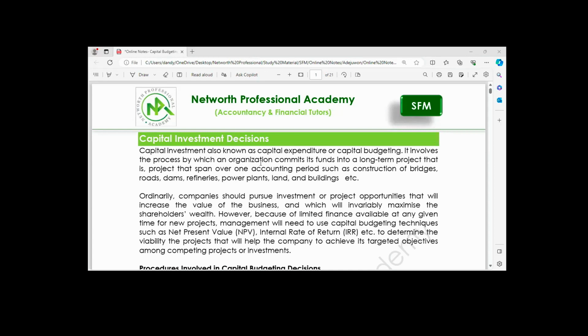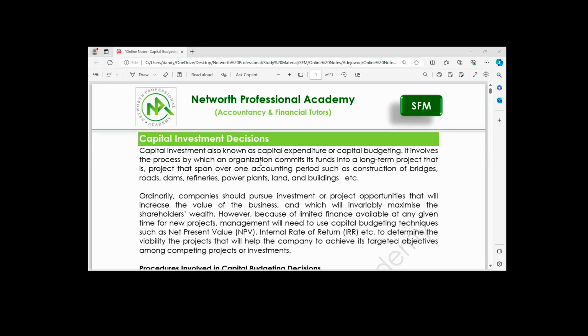because it is believed that once a company is able to create value for the business, then the value of the owners will also be increased. So it is expected that the management of the company will embark on projects that will be able to increase the value of the company, which will invariably maximize the wealth of the owners using relevant investment appraisal techniques.